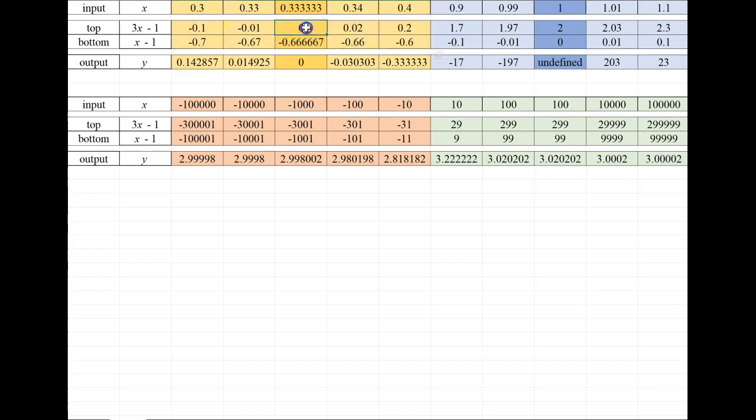The numerator is a little bit more interesting. It does approach 0, and this is what we've said. If the top of the fraction becomes 0, it mostly doesn't matter what the bottom is doing, unless it's also 0. That's the one exception. But if the top of the fraction approaches 0, it's going to make the entire thing approach 0.